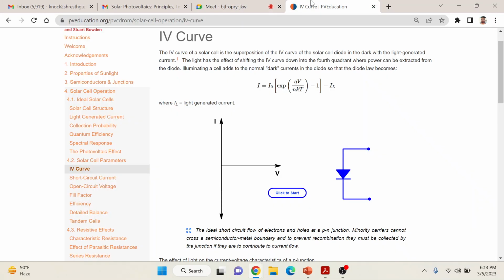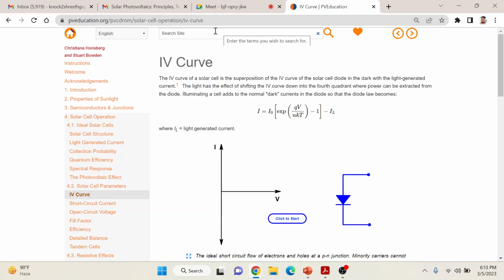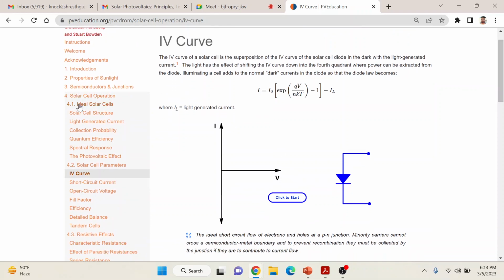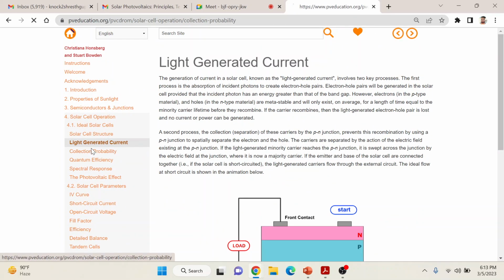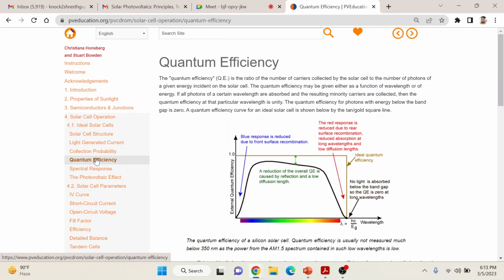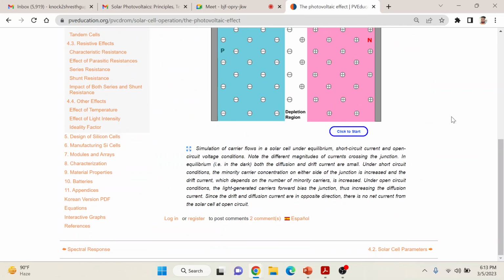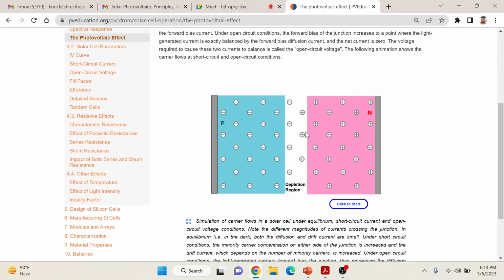Yeah. So I was discussing the solar cell. If you open this website, PB Education, and go to the solar cell operations, then there are these two things you have to go through after the classes, where you can see the solar cell structure, the basic structure, and then how the light generated current takes place, the collection probability, the quantum efficiency, and then the photovoltaic effect. I have already taught it and recorded it before you joined, so you can see it afterwards.